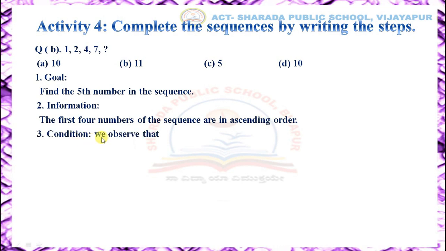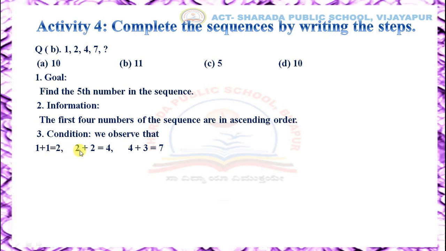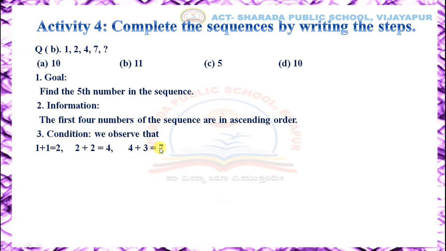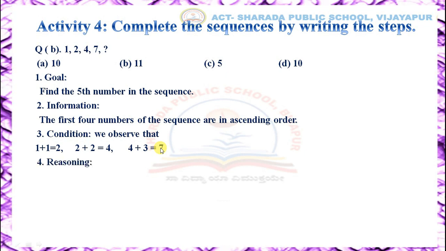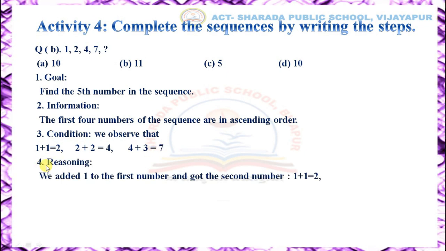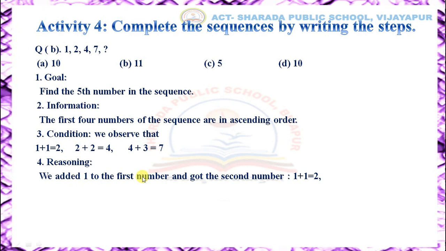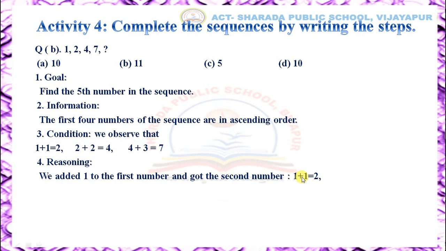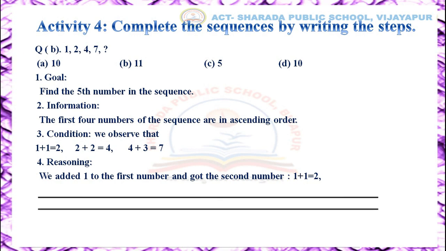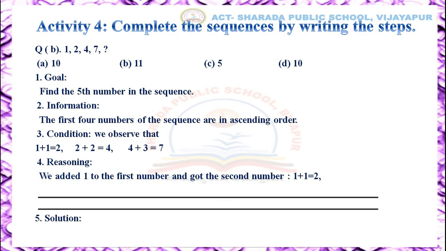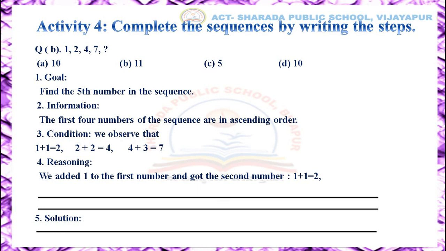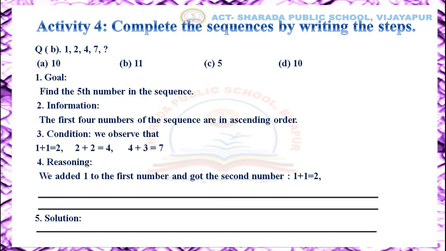Step 3. Condition. We observe that 1 plus 1 is equal to 2. 2 plus 2 is equal to 4. 4 plus 3 is equal to 7. Fourth one, reasoning. We added 1 to the first number and got the second number. That is 1 plus 1 is equal to 2. Children, hope you understood this activity also. And remaining steps of this activity, you will do it on your own as we did in the previous activity.